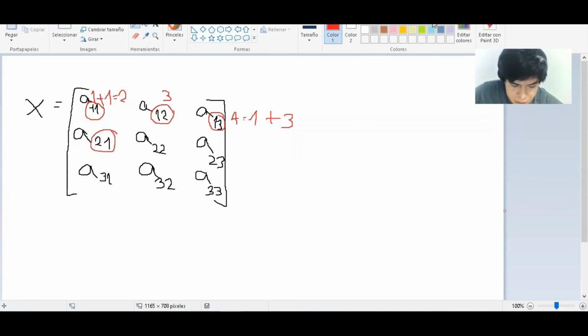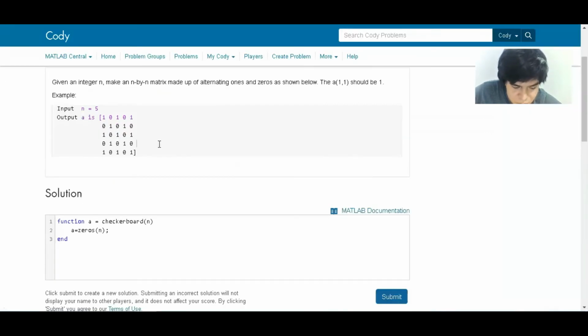So by the way, we can differentiate the sum of the indices that are even and the sum of the indices that are odd. So for example, these are odd actually, and the other ones are even. We can work with something like that.